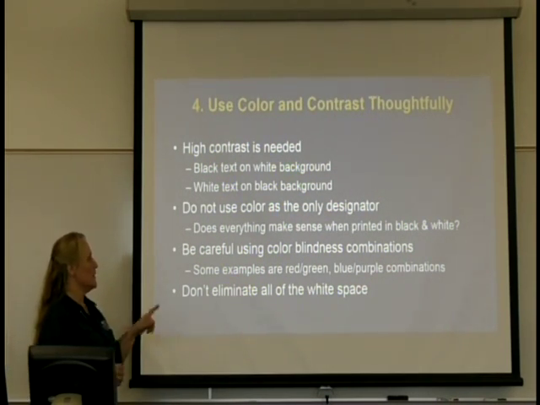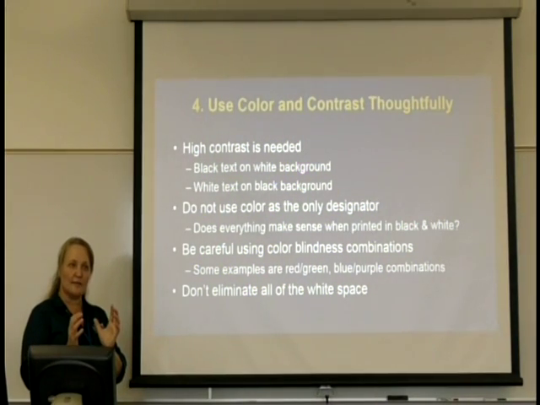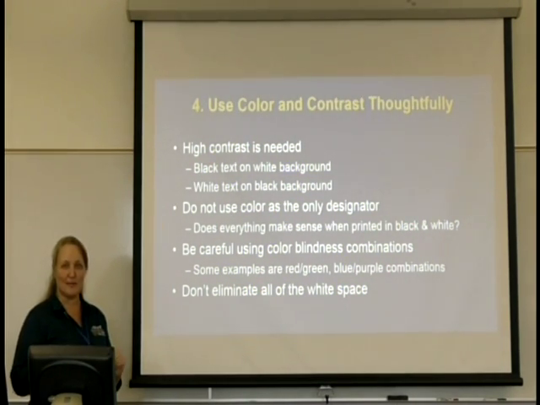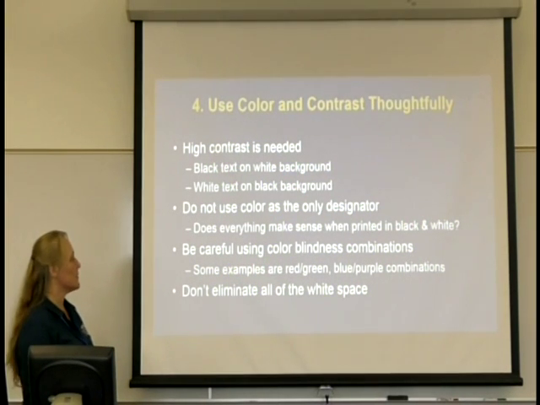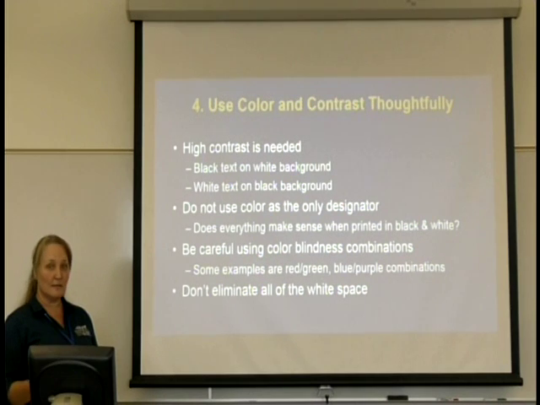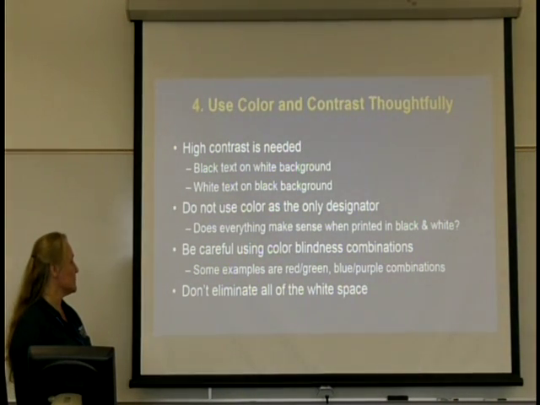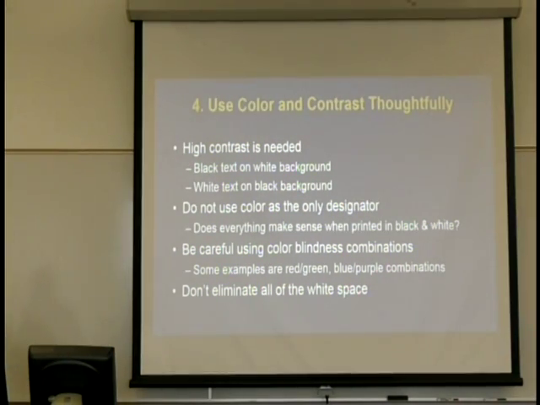Color blindness combinations, red, green, blue, purple, those are types of combinations when they're real close together and they look at them and they're colorblind, they're having trouble distinguishing it. That's the demo, that little kiosk demo. We're going to show you some of those color combinations and items where you'll see there's a problem seeing them if you have a type of color blindness. And we never want to eliminate all the white space. It's one of those common sense things.